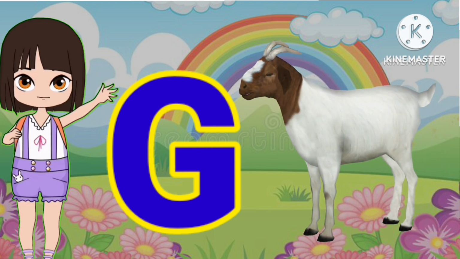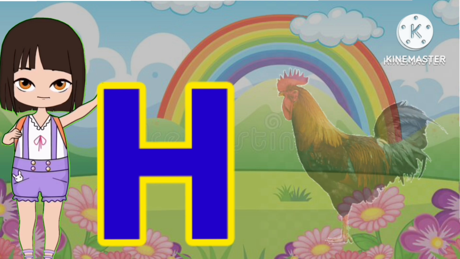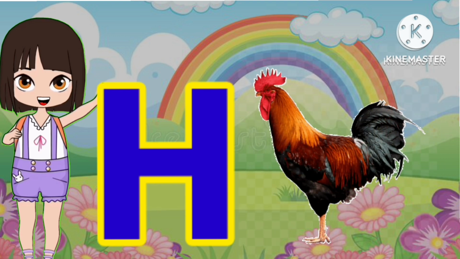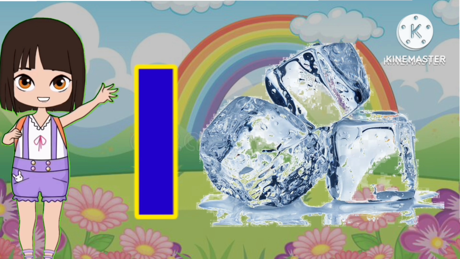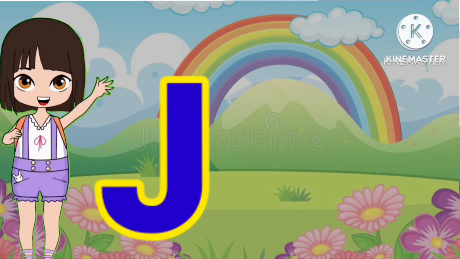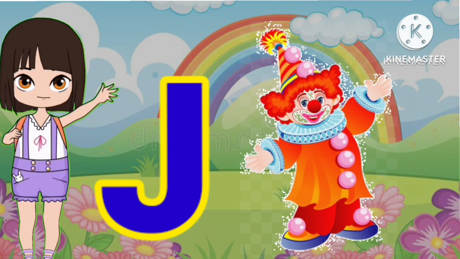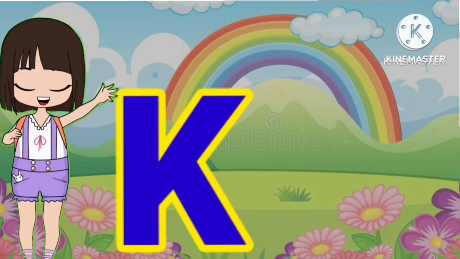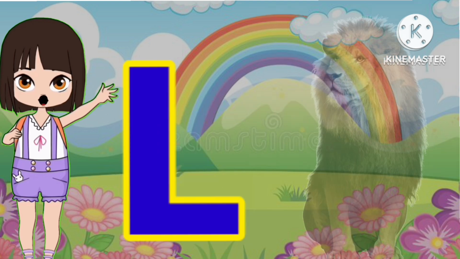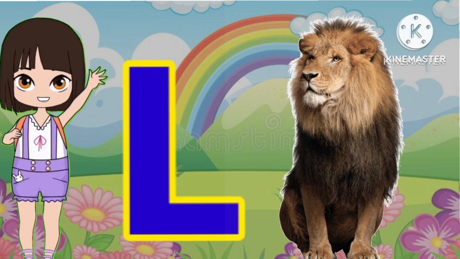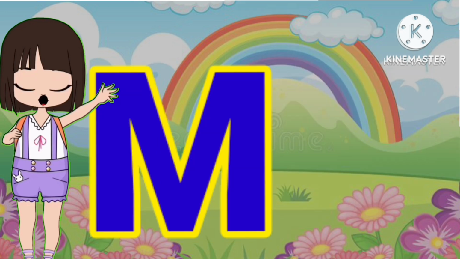G for goat. H for hen. I for ice. J for jumper. K for kite. L for lion.